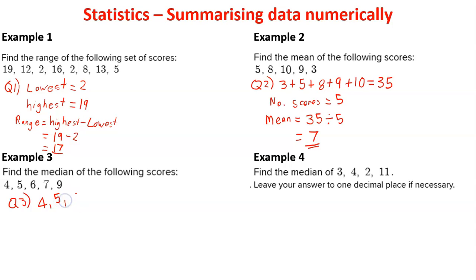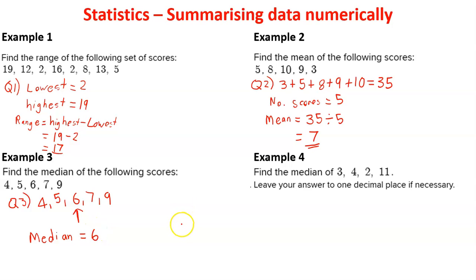So I've got 5, 6, 7, and 9. This is probably an easy one to find our median. We've got 1, 2, 3, 4, 5. So our median is right in the middle, which is going to be 6. So all you need to do for this is write median equals 6.